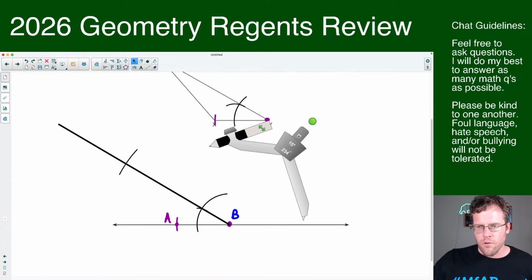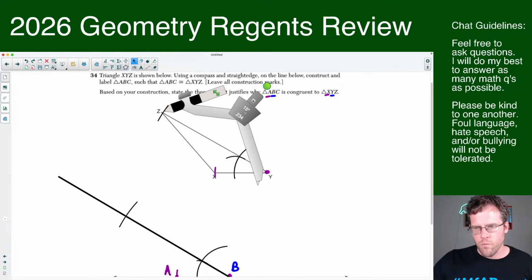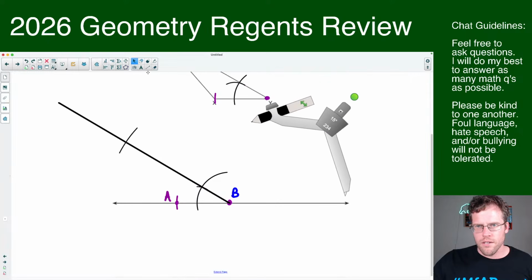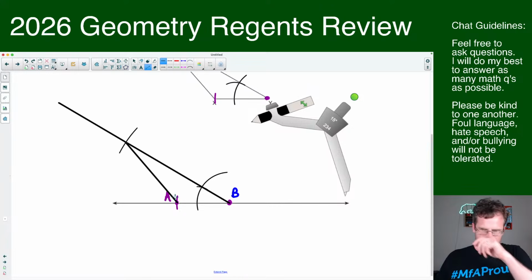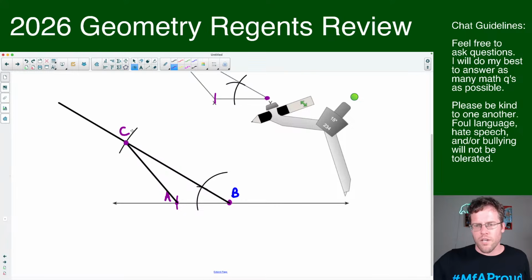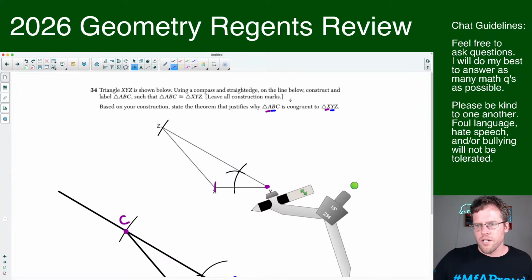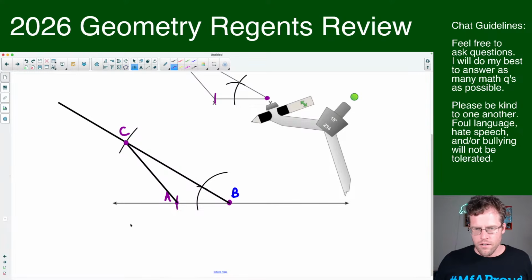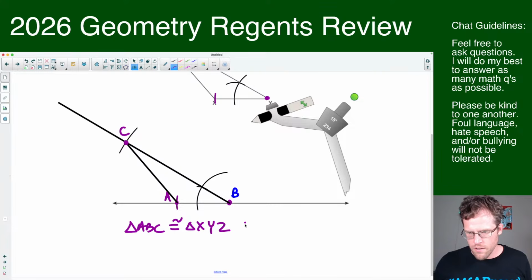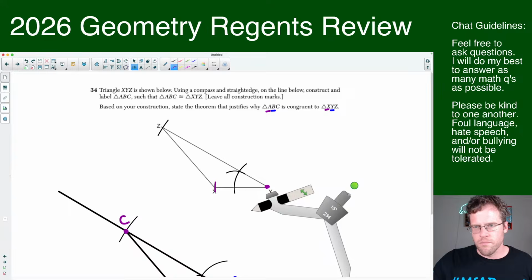Okay, so what I just did was I copied the distance here from Y to Z over here. And now what that does is I just connect this to this. And now that's going to tell me where point C is. Okay, so this is point C. But this was an old Regents question, so, hey, why are these congruent? So I would say triangle ABC is congruent to triangle XYZ by the side, angle, side postulate. All right, minus 5 New York. It should say postulate, not theorem.